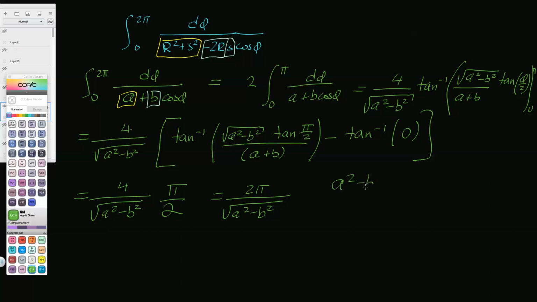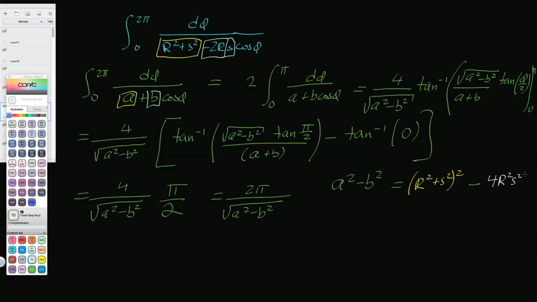A squared minus b squared equals, and then we have a squared, which is r squared plus s squared all squared, and then minus b squared, which is going to be 4 r squared s squared. Yeah?